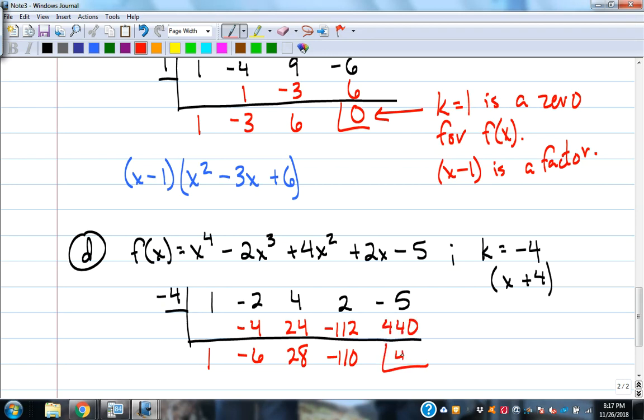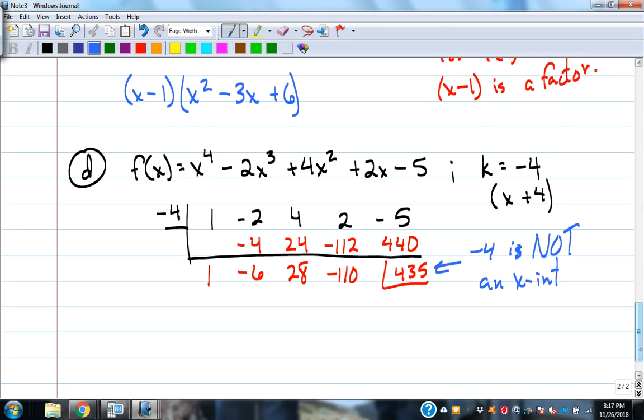And that'd be 435. Is -4 a zero to the polynomial or an x-intercept? -4 is not an x-intercept. That's what we know because the remainder is not 0. For that to be an x-intercept, the remainder's got to be 0. If it's not 0, then it is not an x-intercept, not a factor, not any of that stuff. All right, let's look at example E.